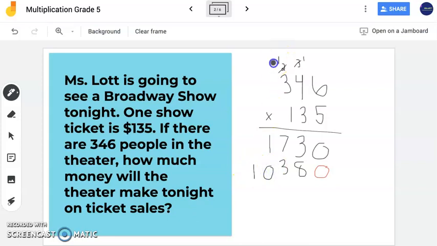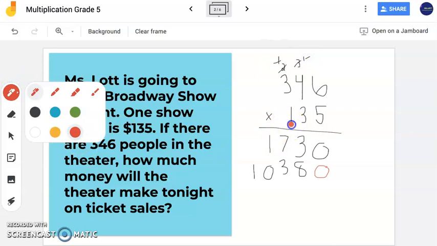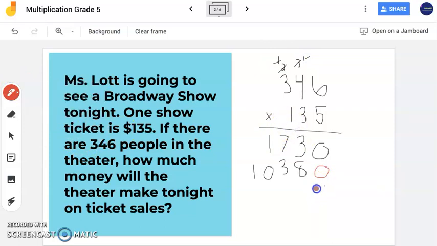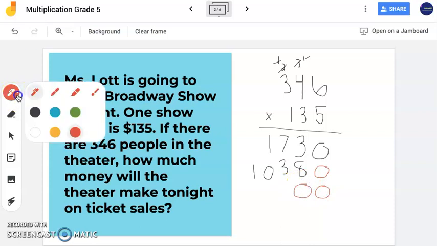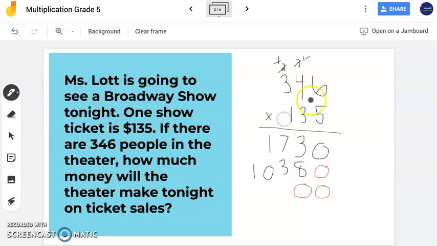Now I'm going to cross out anything I used up here, and I'm going to also now move to my hundreds place. So that means I'm multiplying by 100, including my 2 zeros. Now I can continue multiplying. 1 times 6 is 6. 1 times 4 is 4. 1 times 3 is 3.